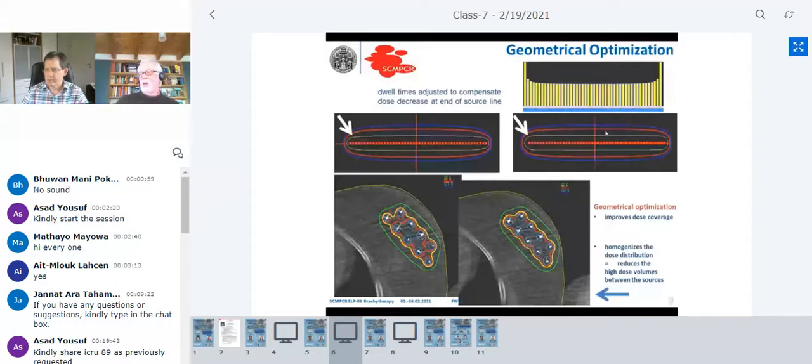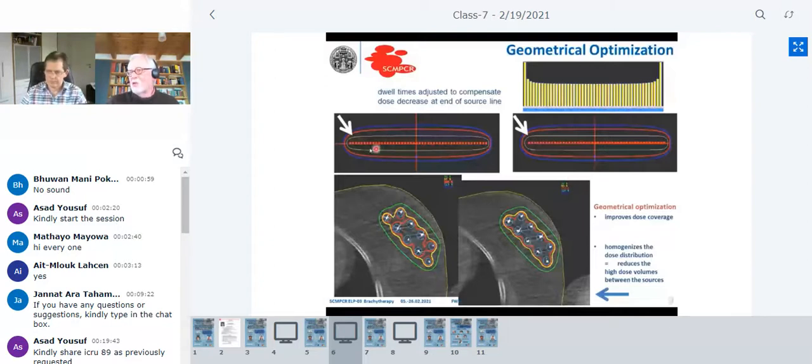So this is one thing that geometrical optimization does. It improves the dose coverage, and you can see it better on these two Paris system breast implants on the lower slide. The left one is with equal dwell times, and the right one is with geometrical optimization. And this red line is the 85% of the basal dose rate, and this is what we would actually want to have as reference isodose, as prescription isodose. And you see that it does not cover the target as well out here in these outer positions.